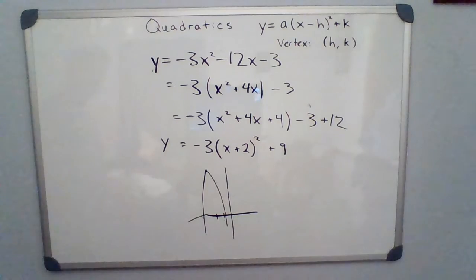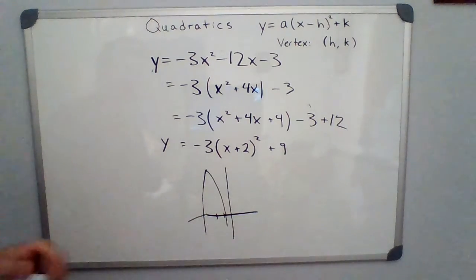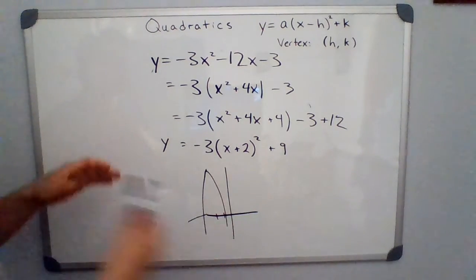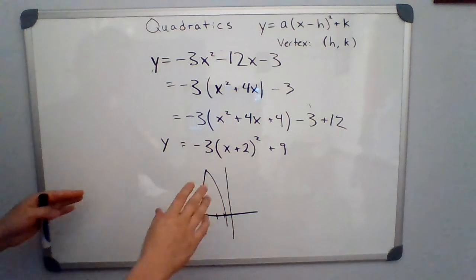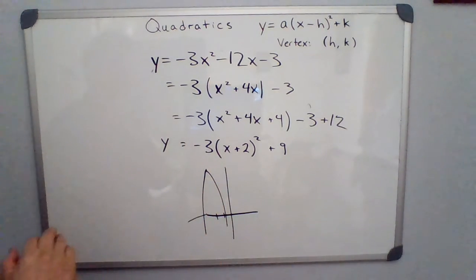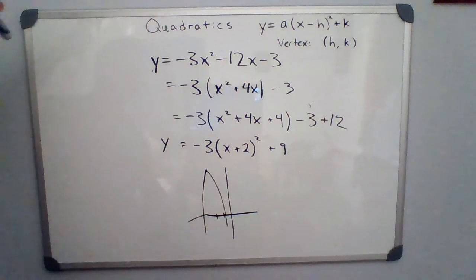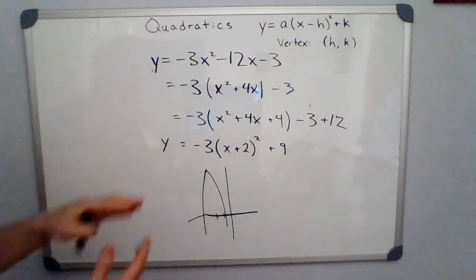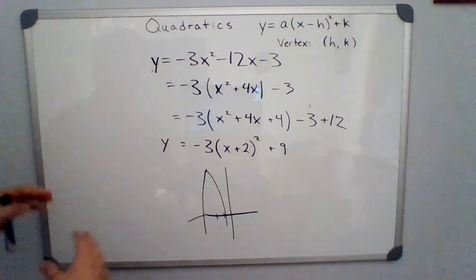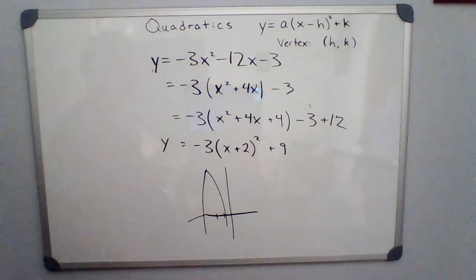So mainly I just wanted to point out that all quadratics are parabolic in shape, and the difference between all these different quadratics that you can come up with is how steep they are, or how compressed they are, and how they're translated into different areas of the Cartesian plane.